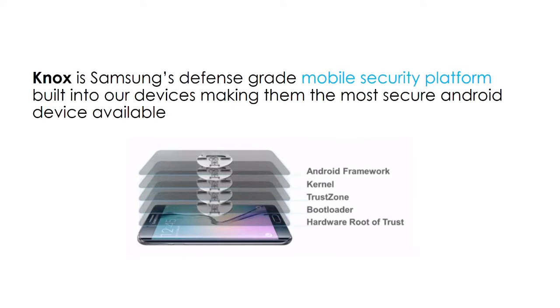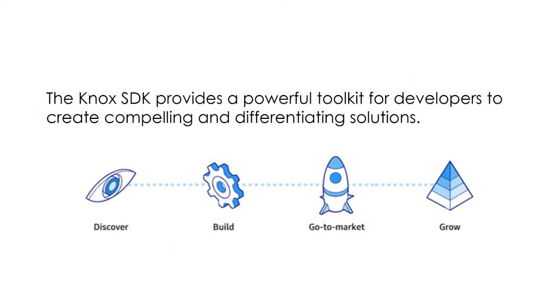Knox is Samsung's defense-grade mobile security platform built into our devices and offers real-time device protection. On Knox devices, software and hardware components work together to monitor and protect the device. The Knox SDK provides mobile device management APIs that can be utilized to control almost every aspect of Samsung devices. You can customize and secure Samsung devices' accounts, apps, connections, customization features, device settings, security, VPN settings, and more.